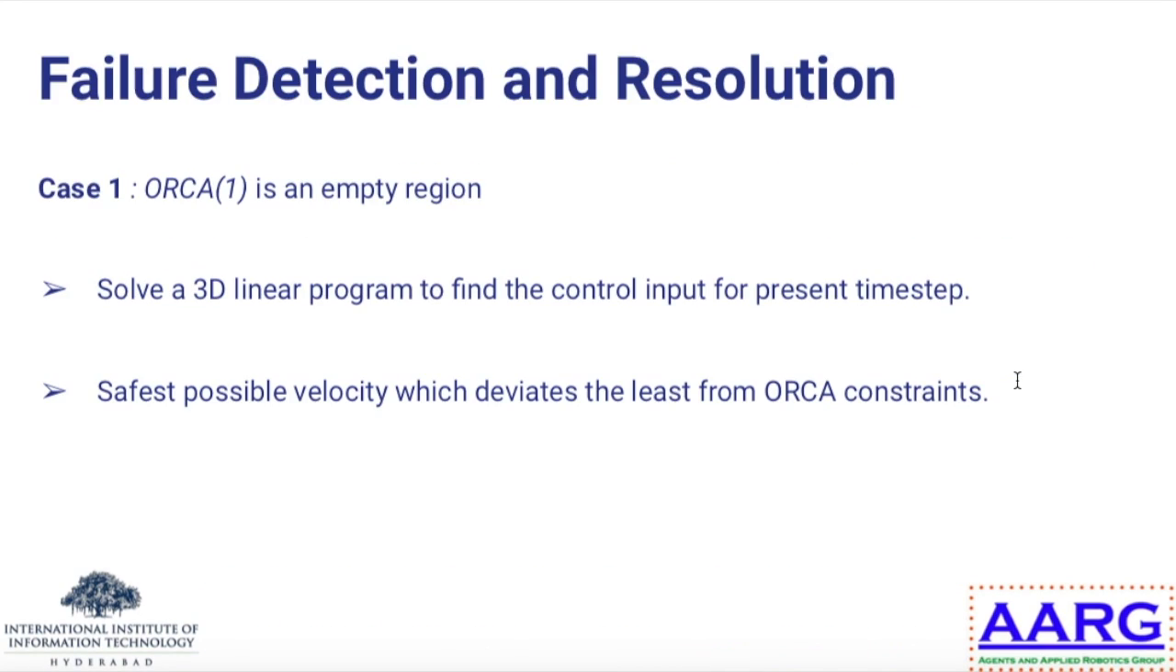In cluttered and dense environments, MPC might fail to find feasible solutions. So there are two cases. Case 1: the half planes corresponding to ORCA constraints of the first step of the horizon, that is k equal to 1, do not have a common region. In this case, we solve a 3-dimensional linear program to find the control input only for the present time instant. Essentially, we choose the safest possible velocity that deviates the least from ORCA constraints.